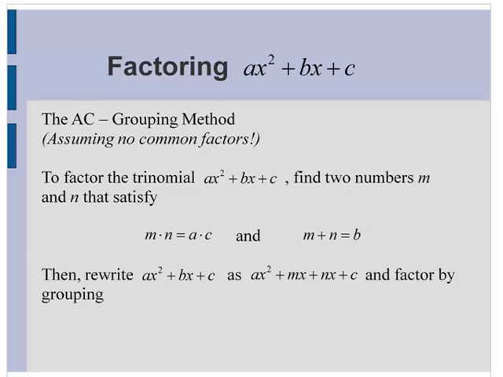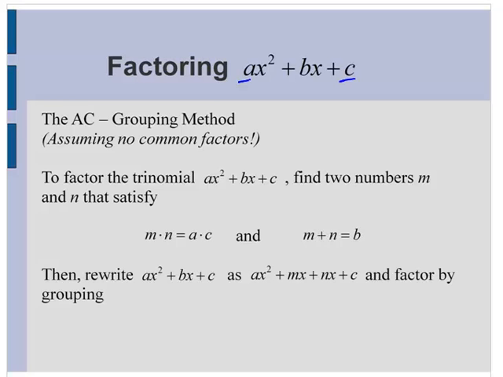Factoring, if we want to factor ax squared plus bx plus c, I'm going to instruct you on something called the AC/grouping method. And this works best if there are no common factors. First, to factor the trinomial, we have to find a pair of numbers, m and n, whose product, m times n, is the same as the AC product. So you take the coefficients a and c and multiply them together, so m and n must have the same product. And they must add to the b coefficient.